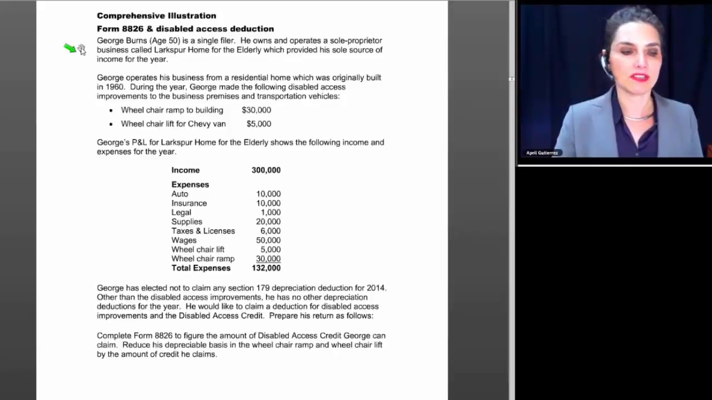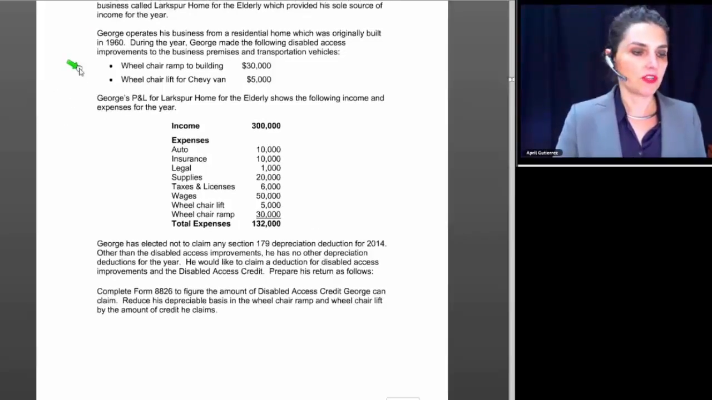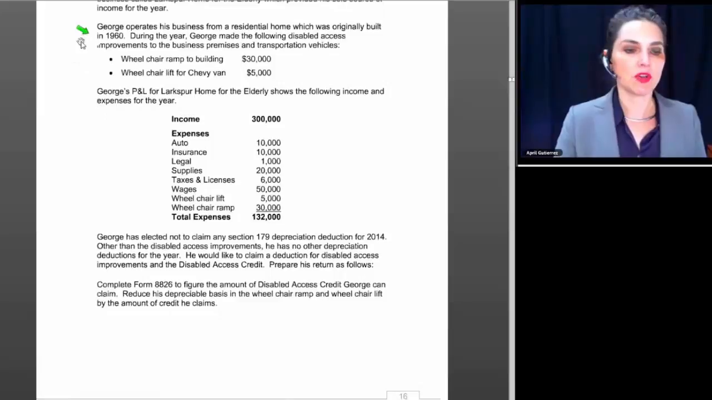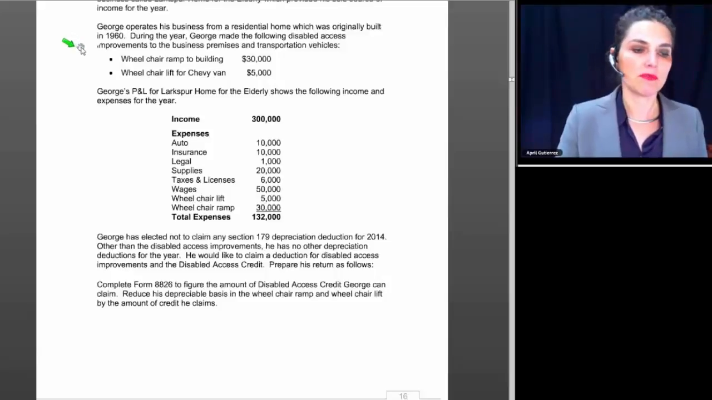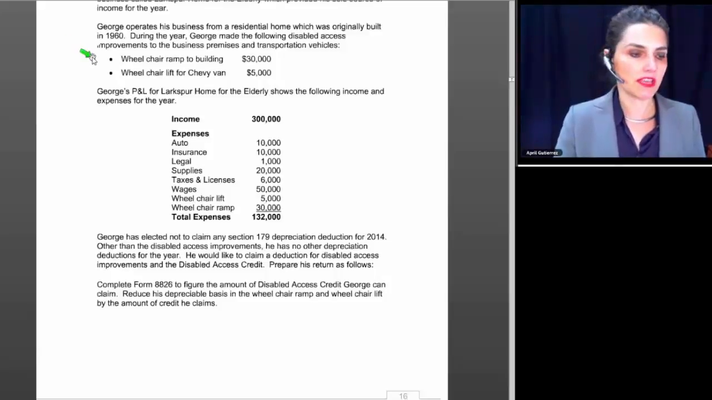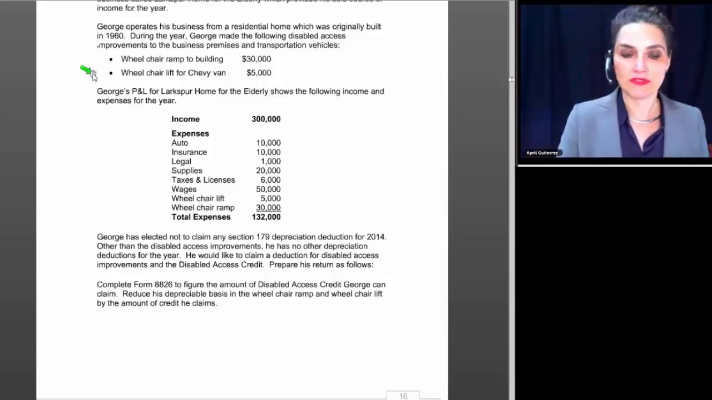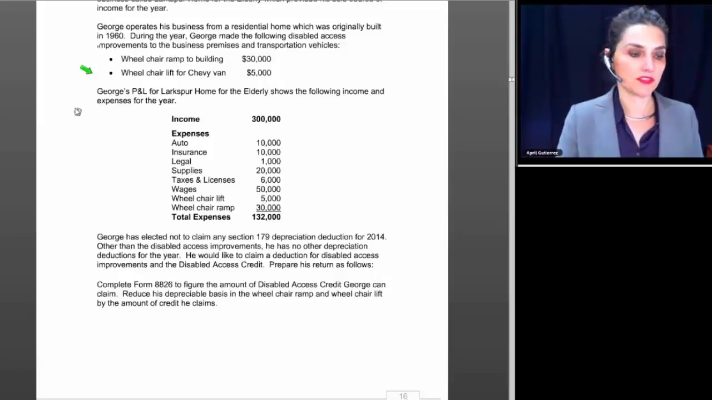He owns and operates a sole proprietor business called Larkspur Home for the Elderly, which provided his sole source of income for the year. George operates his business from a residential home that was originally built in 1960. During the year, George made the following disabled access improvements to the business premises and the transportation vehicles. He built a wheelchair ramp to the building costing $30,000 and put a wheelchair lift into the Chevy van at a cost of $5,000. So his total disabled access improvements for the year total $35,000.